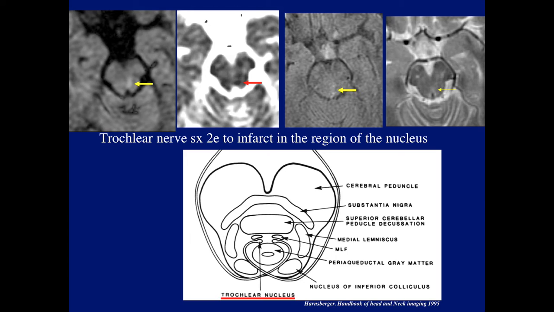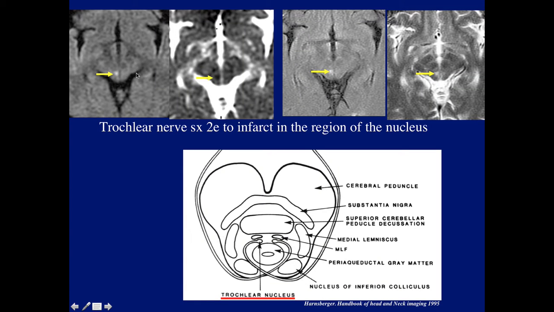Now, here's a patient who had trochlear nerve symptoms secondary to an infarct in the region of the trochlear nerve nucleus. We can see on this diagram that the nucleus of the fourth nerve is, again, like the third nerve, just anterior to the periaqueductal gray matter. And we can see on the diffusion there's abnormal signal in that location.